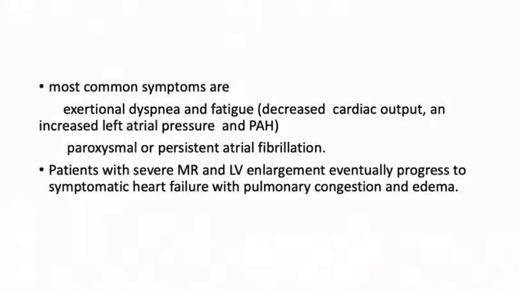The most common symptoms: as there is a decrease in effective forward stroke volume, the patient manifests with exertional dyspnea or fatigue. If there is an increase in LA pressure, the patient will have associated pulmonary artery hypertension and shortness of breath on exertion. As the LA dilates, with LA remodeling and LA fibrosis, there is an increased incidence of atrial fibrillation. So the patient can manifest with either paroxysmal or persistent atrial fibrillation.